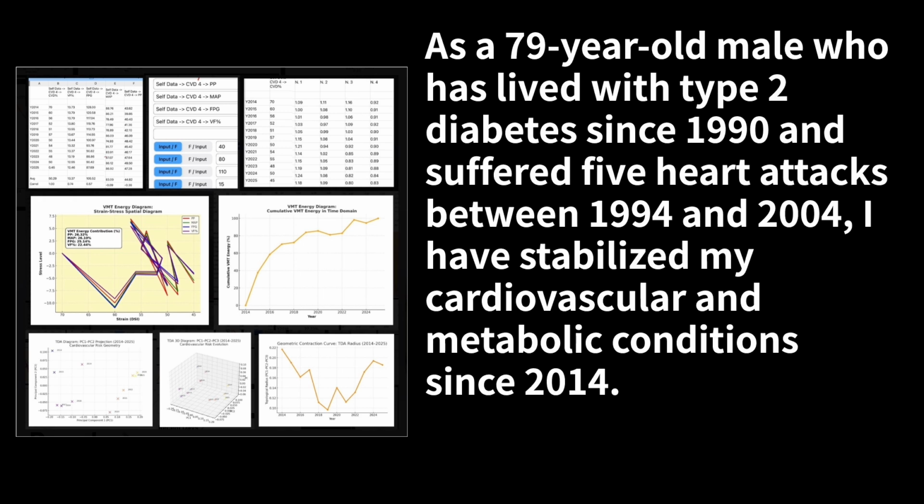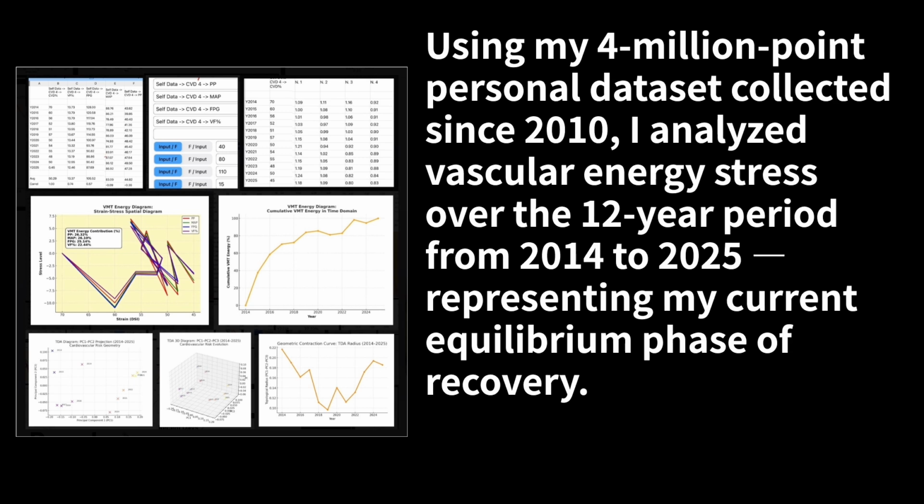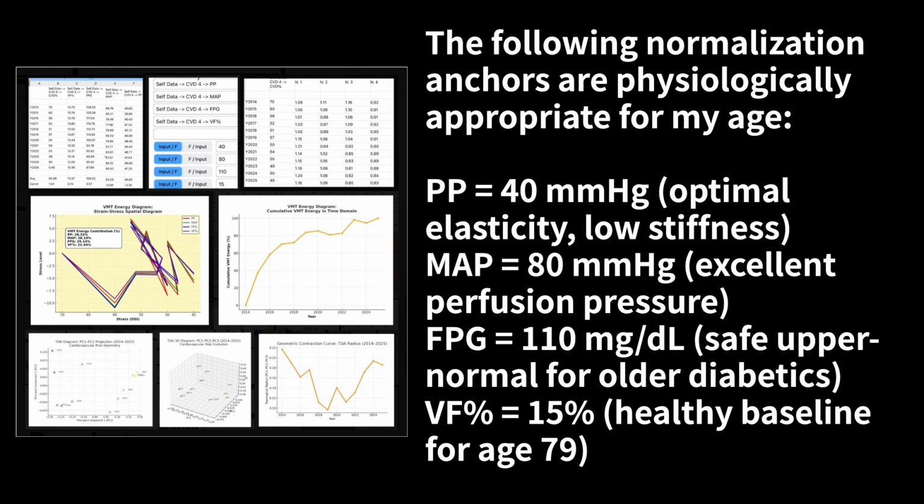As a 79-year-old male who has lived with type 2 diabetes since 1990, and suffered 5 heart attacks between 1994 and 2004, I have stabilized my cardiovascular and metabolic conditions since 2014. Using my 4 million point personal dataset collected since 2010, I analyzed vascular energy stress over the 12-year period from 2014 to 2025. Representing my current equilibrium phase of recovery, the following normalization anchors are physiologically appropriate for my age.